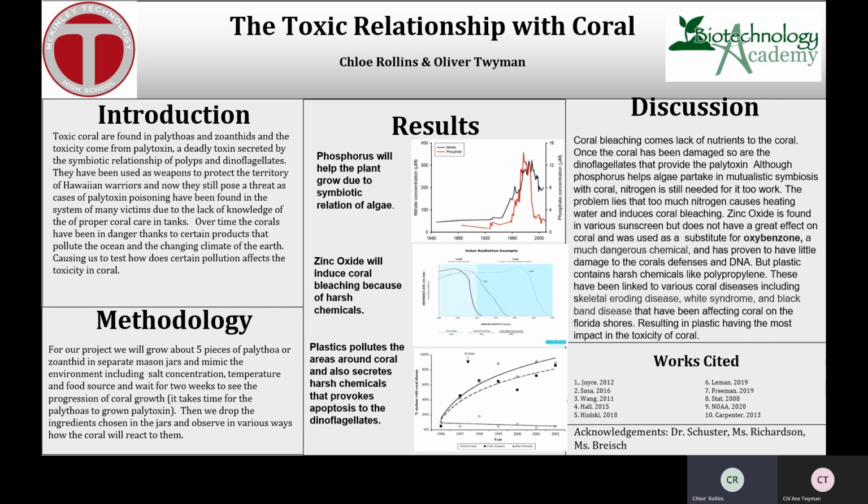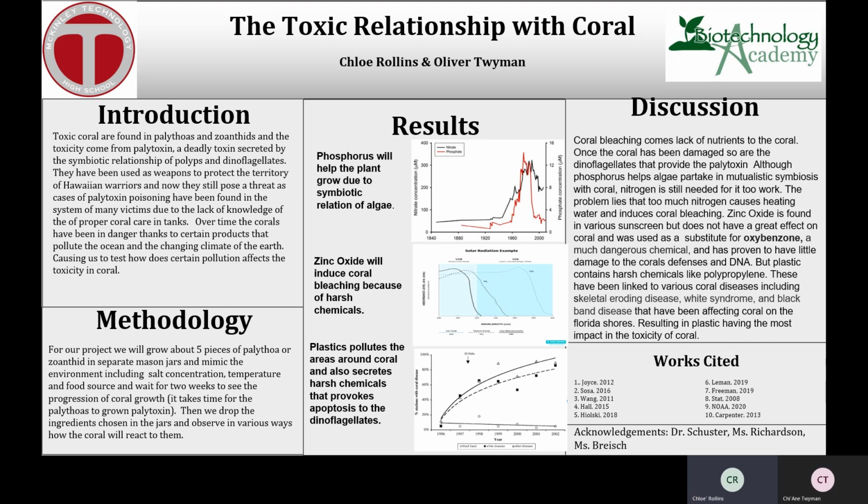As you look at the graph, there's a black line that points to nitrate, and there's a red line that represents phosphate. As you can see with the graph, there was a spike from the 1960s, but now in the 2000s, it's dropped significantly. And as you can see, there is more nitrate than phosphorus.